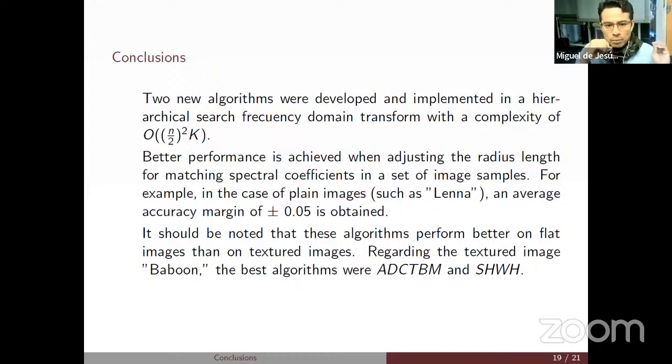In this case, we obtain the promised error. So this margin of accuracy was obtained for almost all the algorithms. And finally, it should be noted that these algorithms, for example, using the adaptive cosine transform and the Walsh-Hadamard, have better results in noisy and texture images.